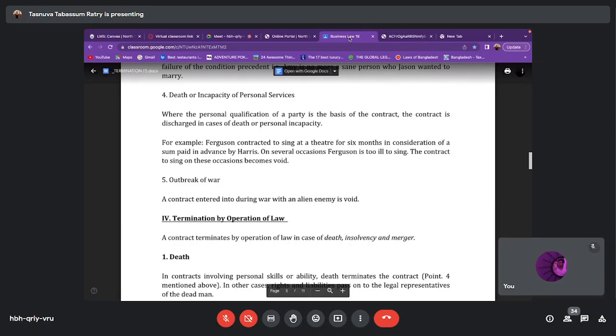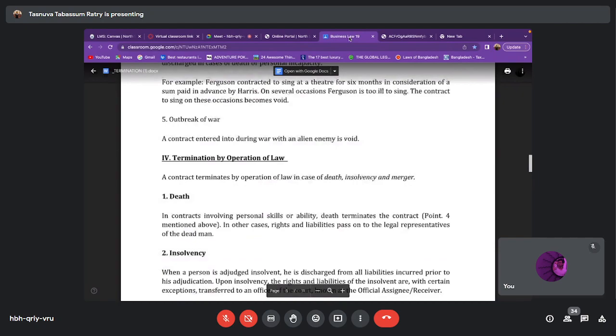So, in cases of death or cases of any personal incapacity, where the personal qualification of the parties are the basis of the contract, that contract will be discharged, it will be terminated if the parties, of course, die or if they become physically or mentally incapable to perform.